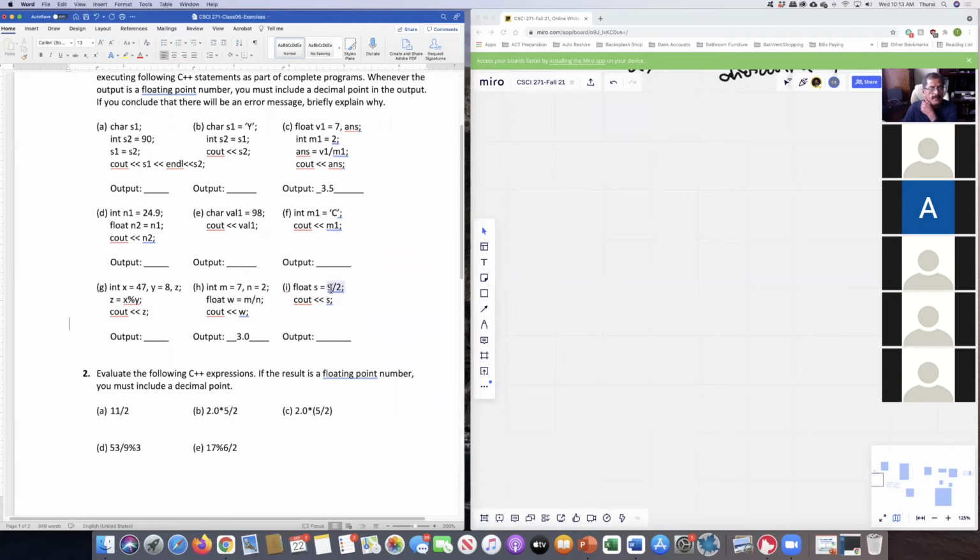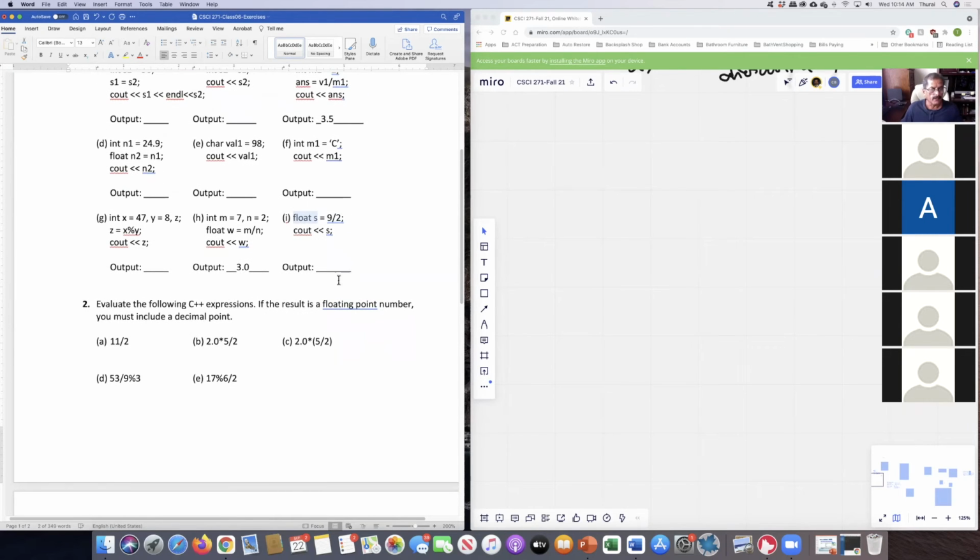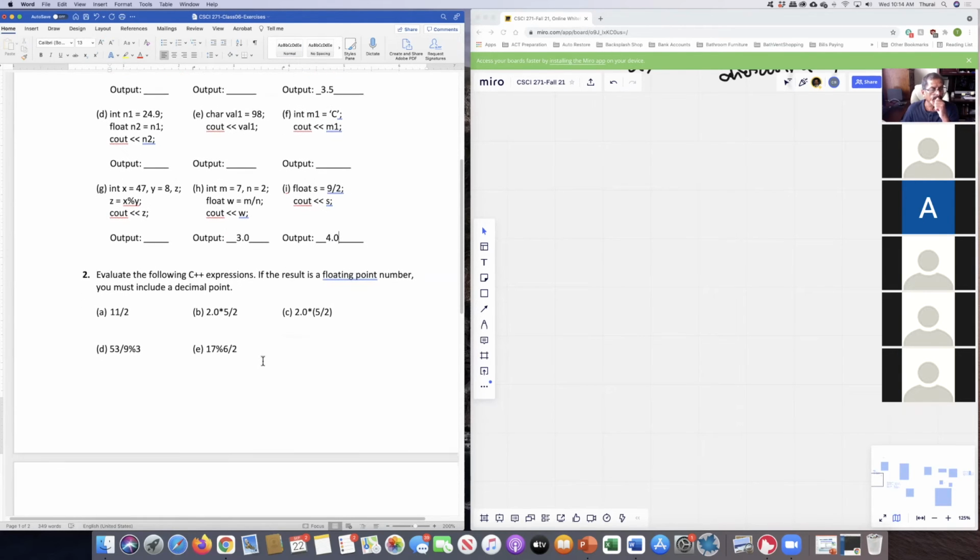Okay, let me explain. 9 divided by 2 is going to be 4, right? I explained already: integer divided by integer will be integer. So you're not going to get 4.5 from that division. That's a 4. And when you assign it to a float type variable, it becomes 4 point. So 4 point will be printed. I recommend writing it as 4.0. All right, going over to problem 2.